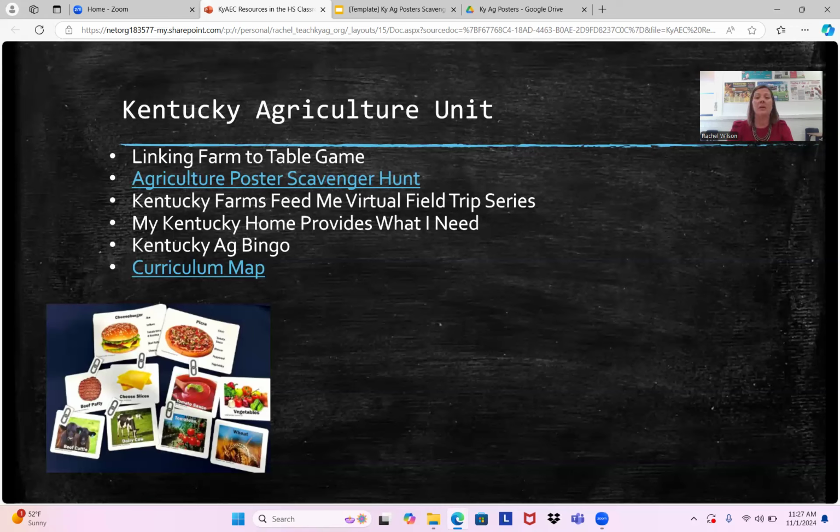Something else that I like to bring into this unit is talking about the natural resources that we have here in the state of Kentucky. And that is the My Kentucky Home Provides What I Need. I also include those papers in this packet. And so it gives us the opportunity to look at all the physiographic regions that the state of Kentucky is divided into, and talking about some of the natural resources that happen to be in those particular regions.